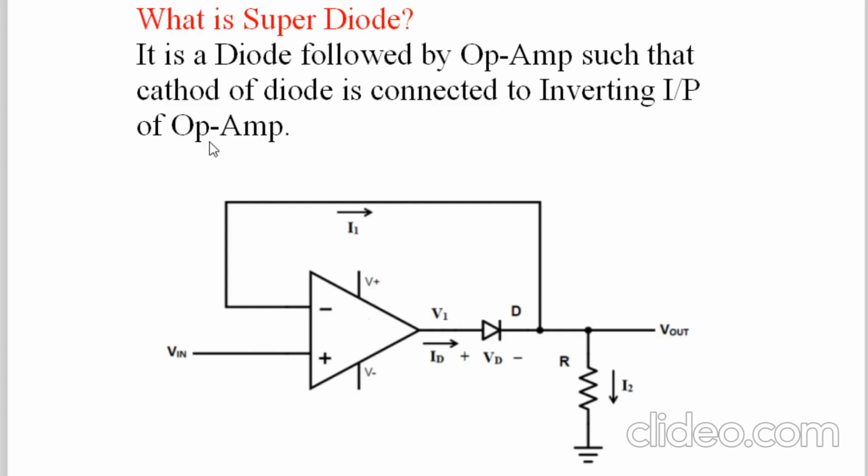So here the super diode is very simple, a diode followed by op-amp, such that the cathode of the diode is connected back to the inverting input of the op-amp. And here we always connect a load resistor RL. In the case of half wave rectifier, full wave rectifier, and bridge rectifier, we also connected a load resistor and measured the voltage across the load resistor. So here we are not connecting capacitors, to avoid the problem of not getting the pulsating DC. If we connect the capacitor, we don't get pulsating DC. So now let us proceed.